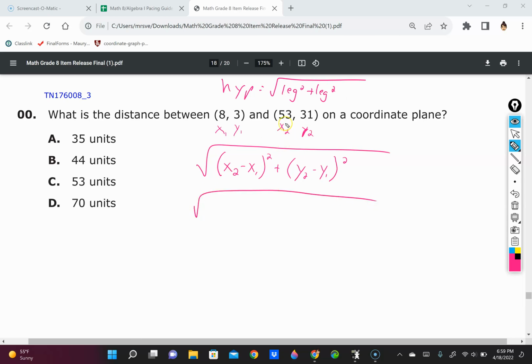So 53 minus 8 raised to the second power. And then the other leg would be the difference of your y's. So 31 minus 3 to the second power. So 53 take away 8 gives us 45 to the second power. So one leg will be 45. 31 take away 3 gives us 28. So 28 would be the second leg. Plug all this in your calculator, you get 53.